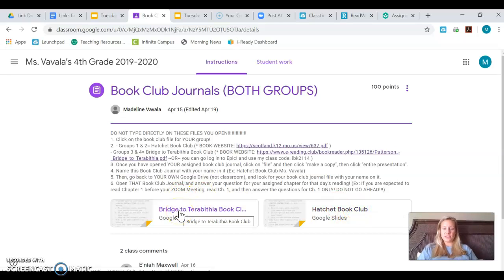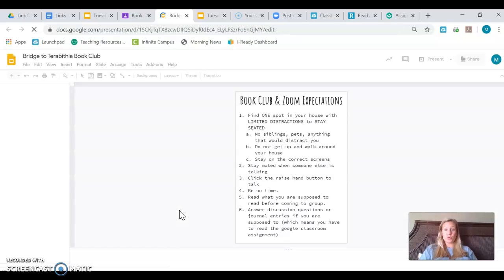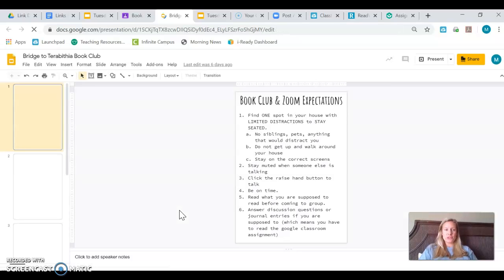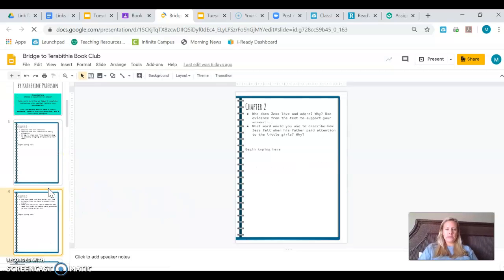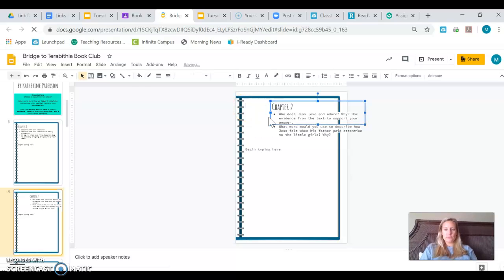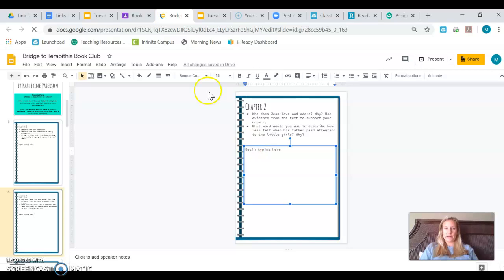So let's say you're in Bridge to Terabithia. You should have read chapter 2 today. Chapter 2. I'm going to go to chapter 2's questions and answer them after I've read them. I'm just going to scroll down to where it says chapter 2 right here. And there's your 2 questions. Oops. And answer them right here. And make sure that's done before reading group. Same thing for my Hatchet Book Club.